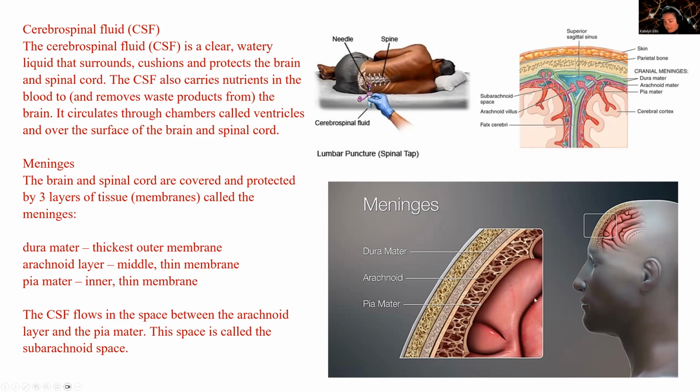All right, it's not this bone that you see here or any of this spongy material. It is this thin layer that the dot is actually landing on. The cerebral spinal fluid flows in the space between the arachnoid layer and the pia mater. This space is called the subarachnoid space, all right? It's below the arachnoid space, so subarachnoid space.